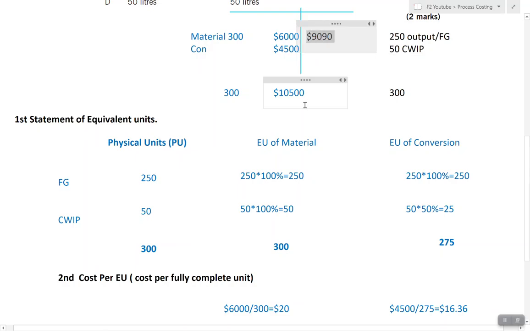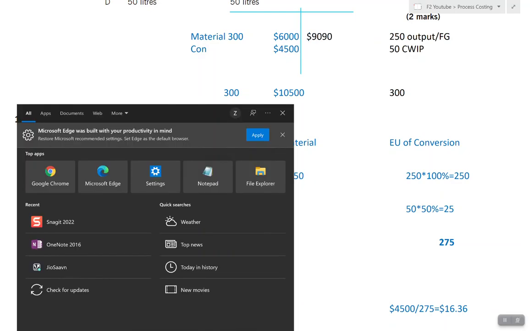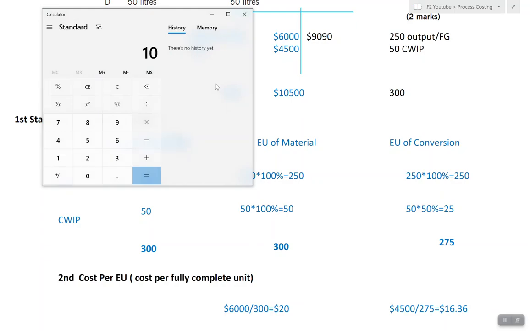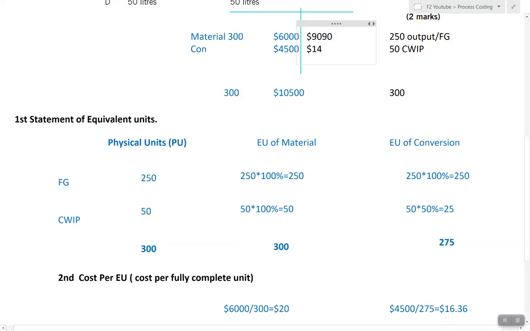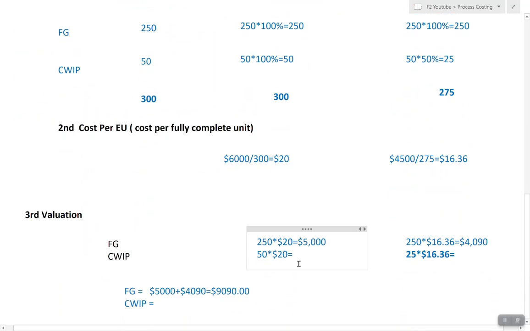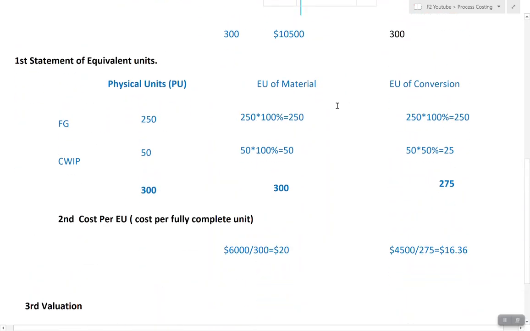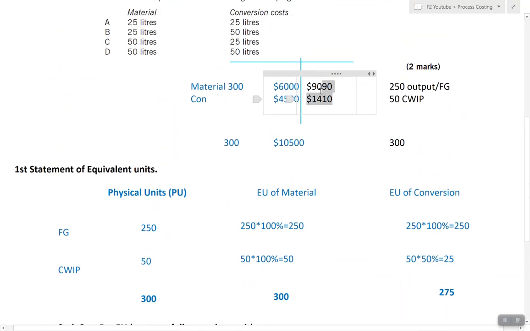And if you take 10,500 and minus, let me open calculator, 10,500 minus 9,090 becomes 1,410. That means the value of the closing work in progress will be 1,410. Let's see whether it's actually true or not. So once you have found finished goods, you can find the value of closing work in progress. If you find the closing work in progress, you can find the value of finished goods. But to be sure that your answer is correct, calculate both of them.